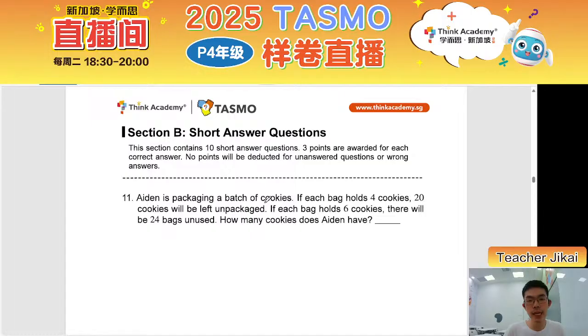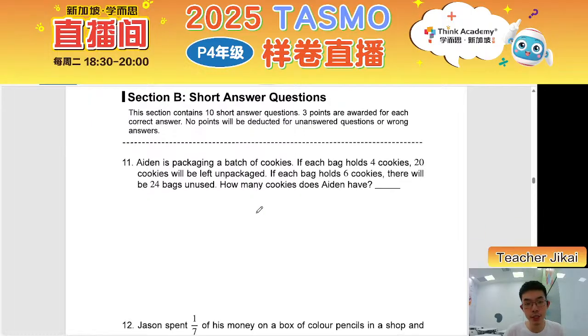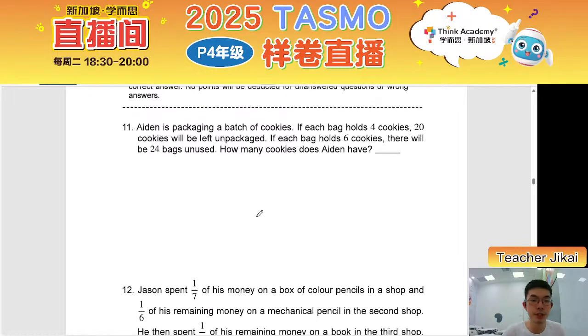Okay, finally we come to the short answer questions, and the first question. Aiden is packaging a batch of cookies, and each bag holds 4 cookies, with 20 cookies left unpacked, and 24 bags unused. For this one, you can just set x bags and use algebra, and you will find it's super easy. Each bag holds 4 cookies, so 4x plus 20 is the number of cookies, right?